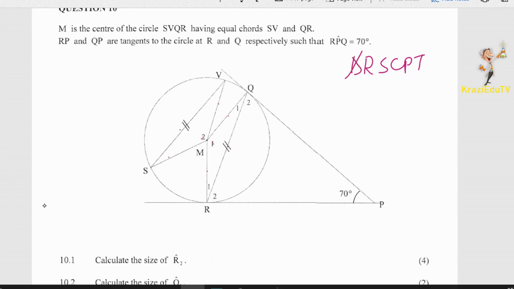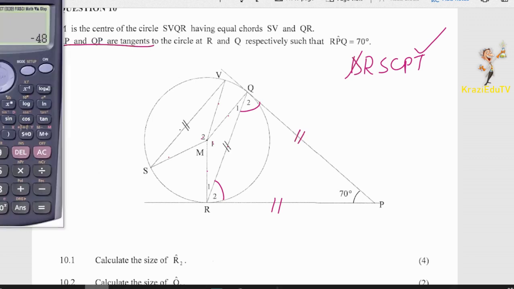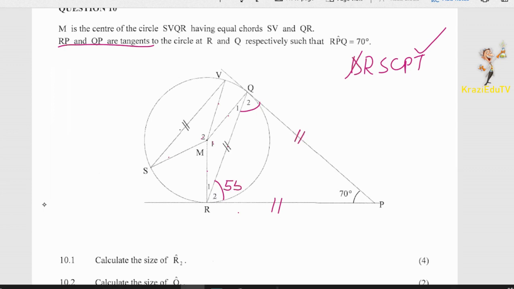But we are told that these are tangents. Do you remember, tangents drawn from the same point are equal? It means this gives us an isosceles triangle. This angle must be equal to that angle, so basically it should be 55. But let's check: 180 minus 70 equals 110, divided by 2 gives us 55. So that angle is 55. Angles opposite equal sides. Remember, you need to write the reasons, but we're working through first.